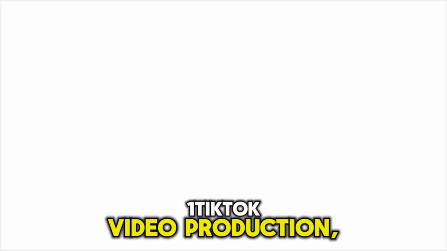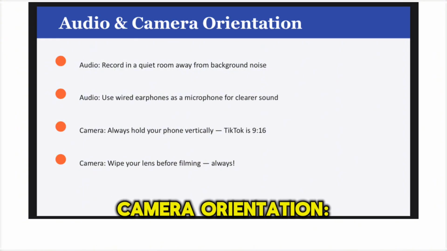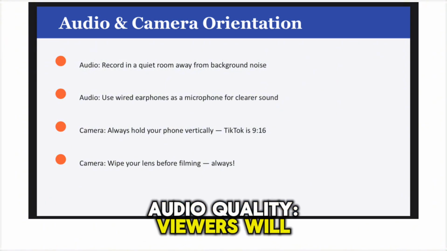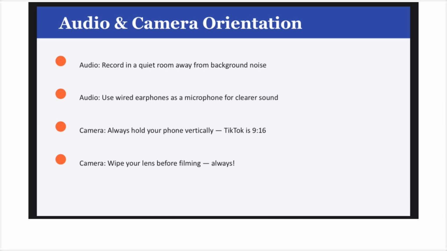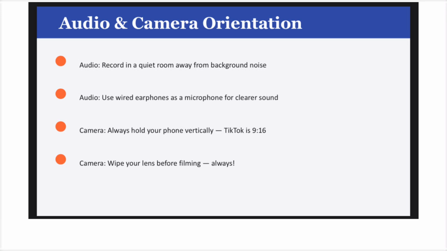1. TikTok video production, editing and content strategy. Camera orientation: always record vertically, 9:16 ratio, to fit the native TikTok format. Audio quality: viewers will forgive poor video quality, but they will never forgive poor sound. Action: record in a quiet room, away from background noise. Pro tip: use wired earphones as a microphone for clearer sound.